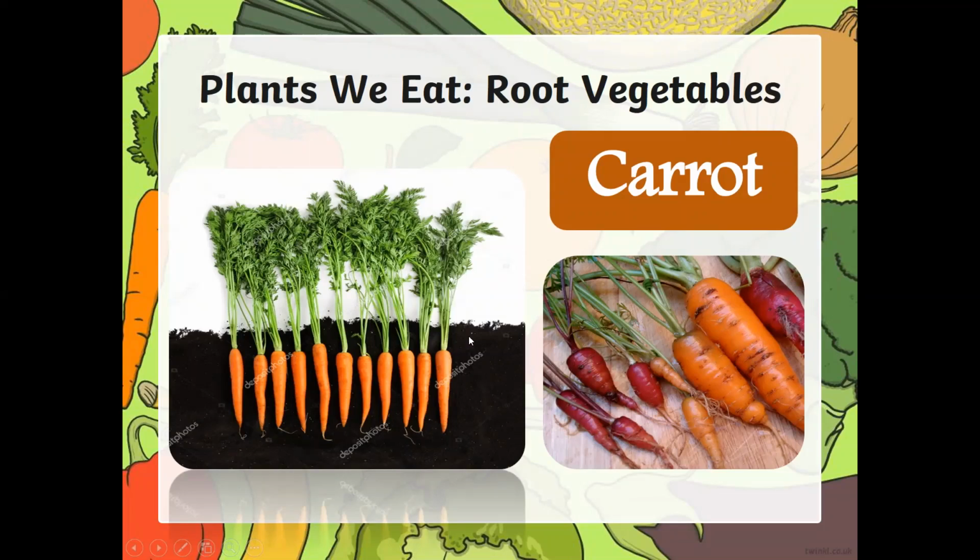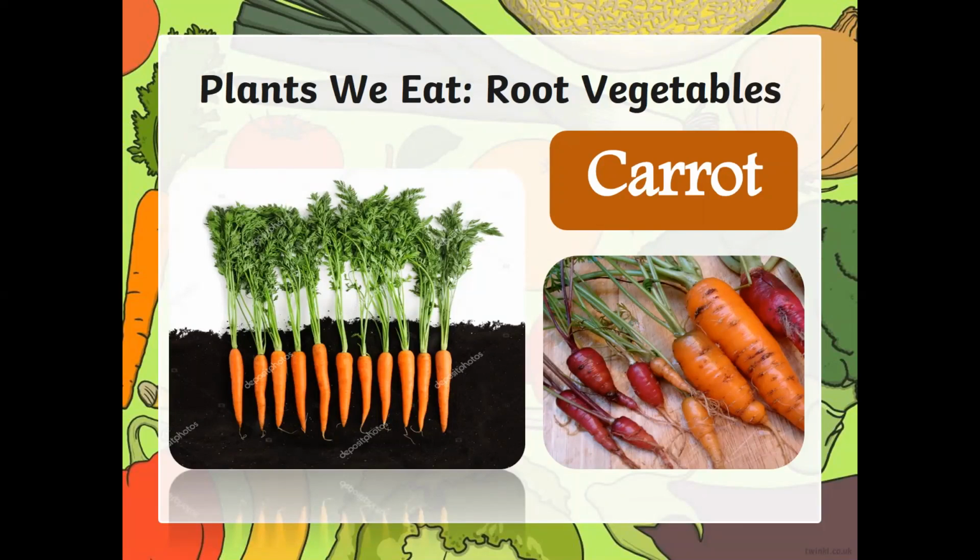A carrot, when it grows, if we look here, this is the soil. This is our soil, and the carrot grows under the soil. And above the land, we can see the leaves and the stem. That's why it's considered to be a root vegetable. So in the carrot, we eat it as a root.